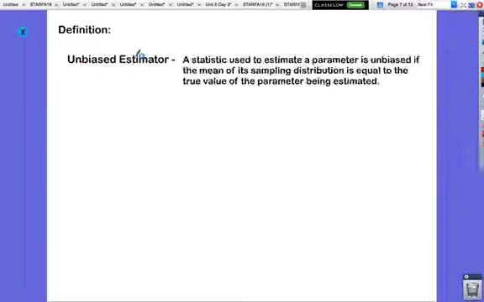Unbiased estimator. An unbiased estimator is a statistic used to estimate a parameter if the mean of its sampling distribution is equal to the true value of the parameter being estimated.